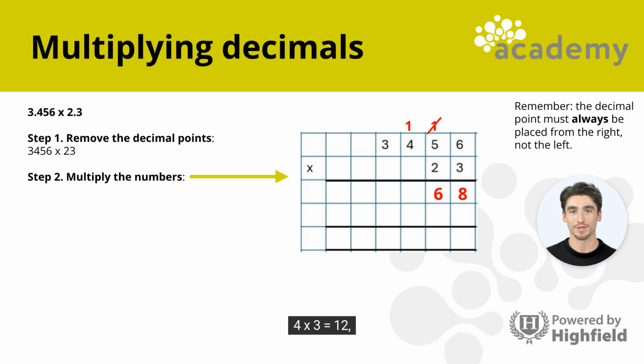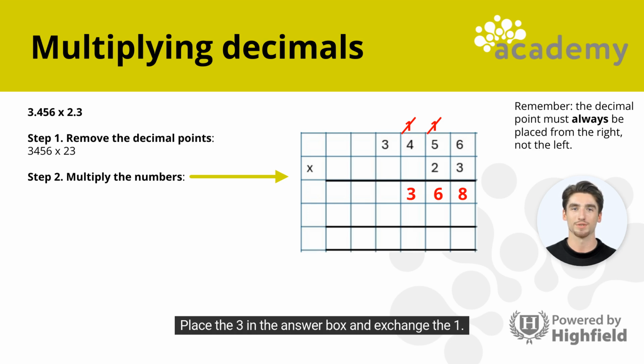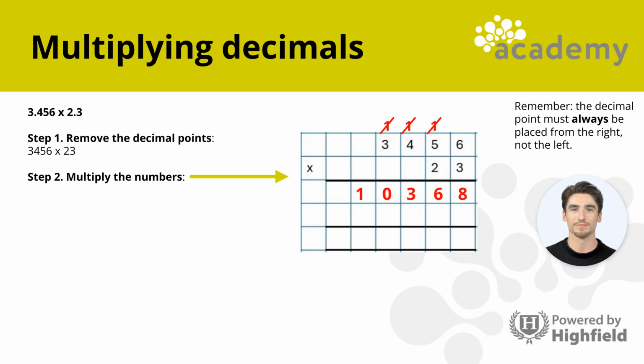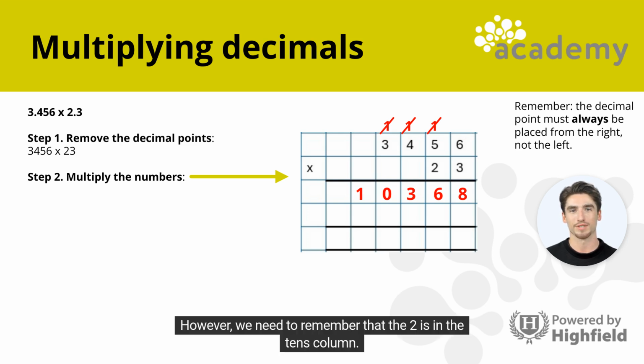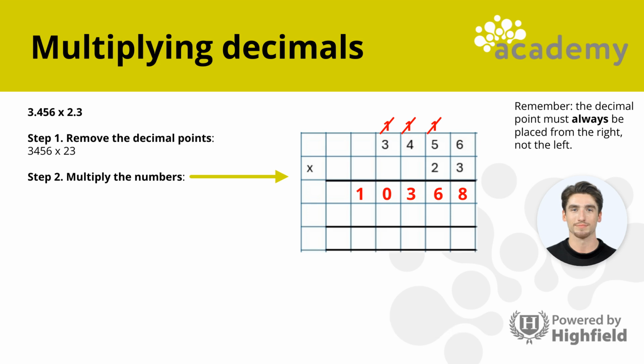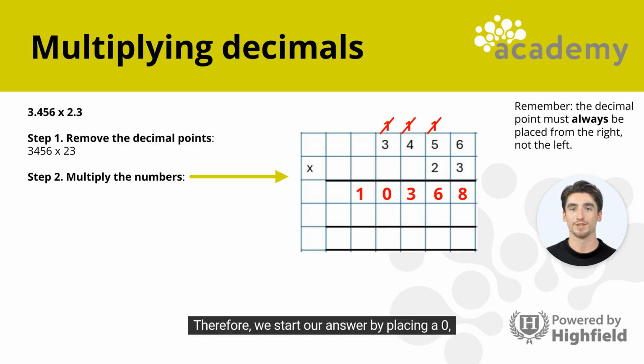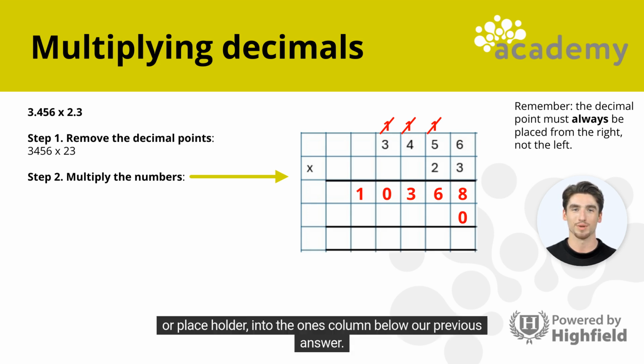4 multiplied by 3 equals 12, plus the 1 makes 13. Place the 3 in the answer box and exchange the 1. Calculate 3 multiplied by 3, which is 9. We need to add the exchanged 1. This gives us a total of 10. Now we can move on to multiply by the 2. However, we need to remember that the 2 is in the tens column. Therefore, we start our answer by placing a 0, or placeholder, into the ones column below our previous answer.